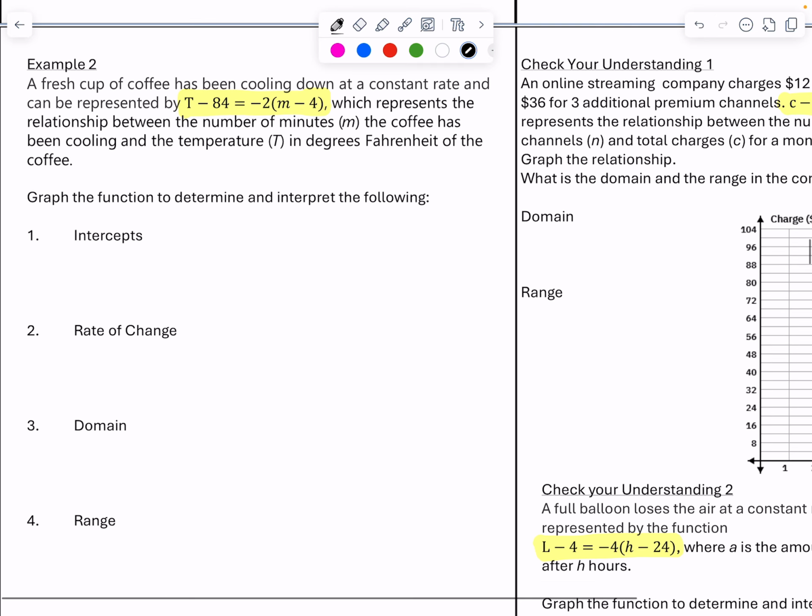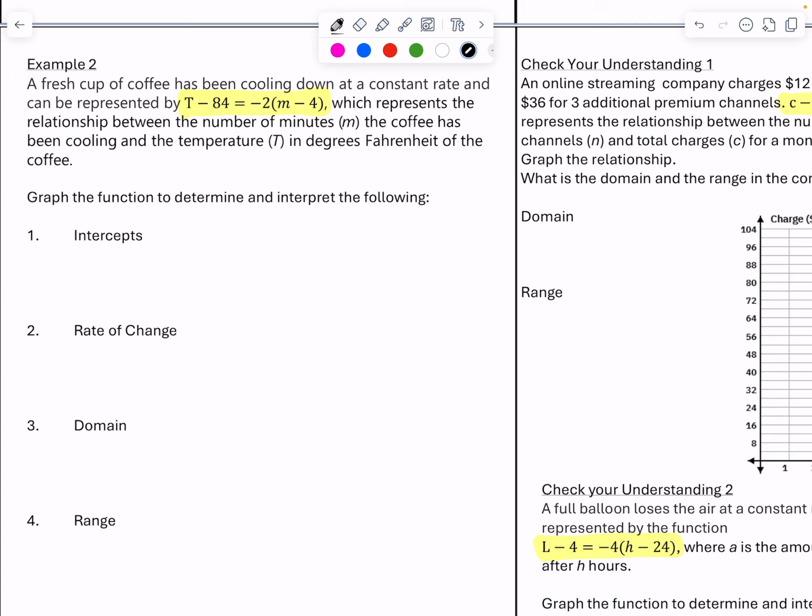So a fresh cup of coffee has been cooling down at a constant rate and can be represented by this equation, which represents the relationship between the number of minutes the coffee has been cooling and the temperature T in degrees Fahrenheit of the coffee. Graph the function to determine and interpret the following.